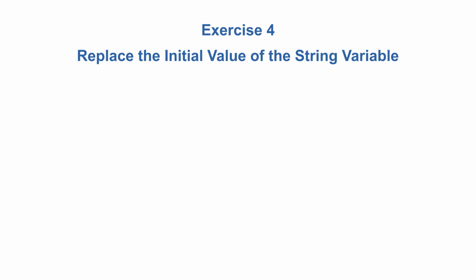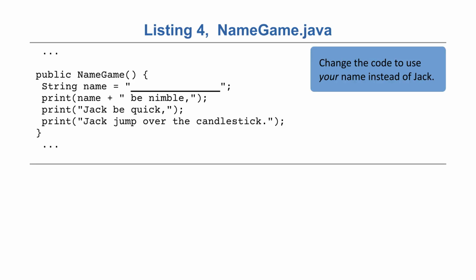Exercise 4. Replace the initial value of the string variable. Change the code to use your name instead of Jack. Run it. What happened? It should have printed your name for the Be Nimble line of the nursery rhyme with appropriate spacing around your name.